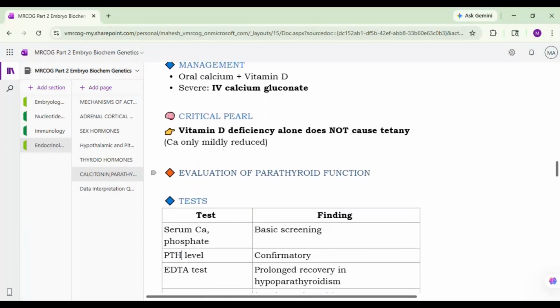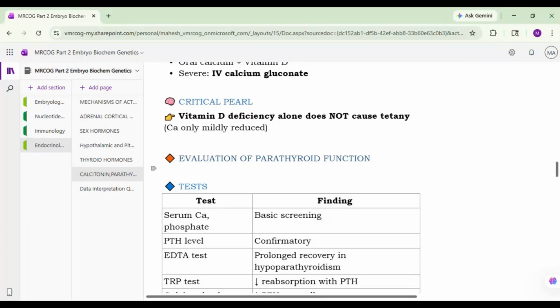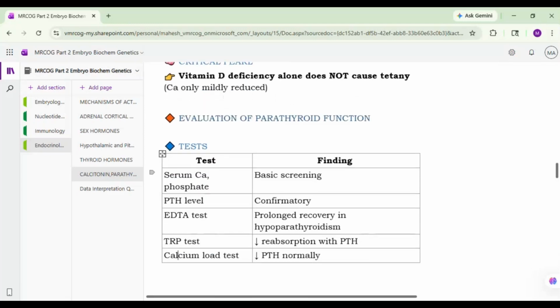So from examination point of view, vitamin D deficiency alone does not cause tetany, because calcium is only mildly reduced. Now evaluation of the parathyroid function. So test is serum calcium and phosphate, that is the basic screening. Then parathyroid hormone level, that is the confirmatory.